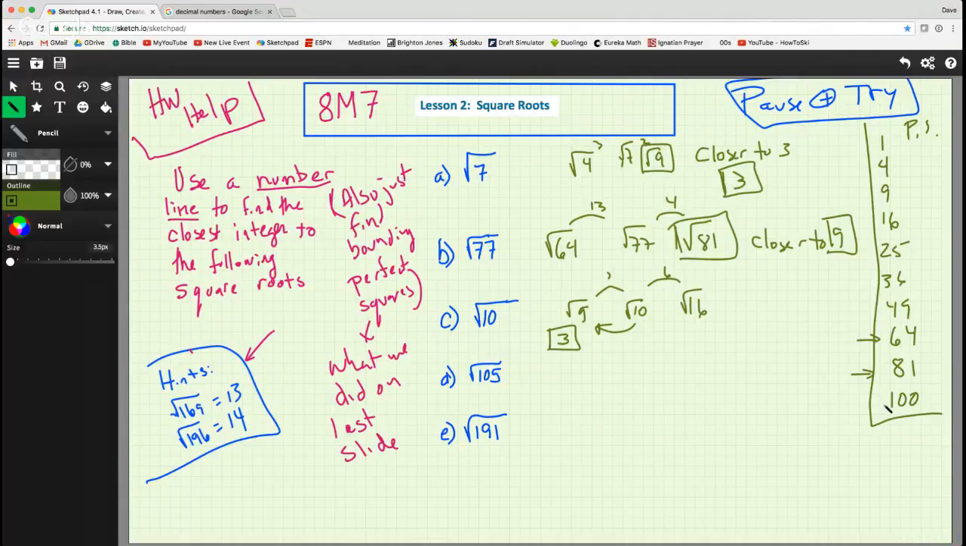105. Uh-oh, we don't have another number up here. Well, it's greater than 100, so let's put 100 here. 105. So what's this? The square root of 100 is 10, so I need to figure out what 11 squared is. Well, that's 121.